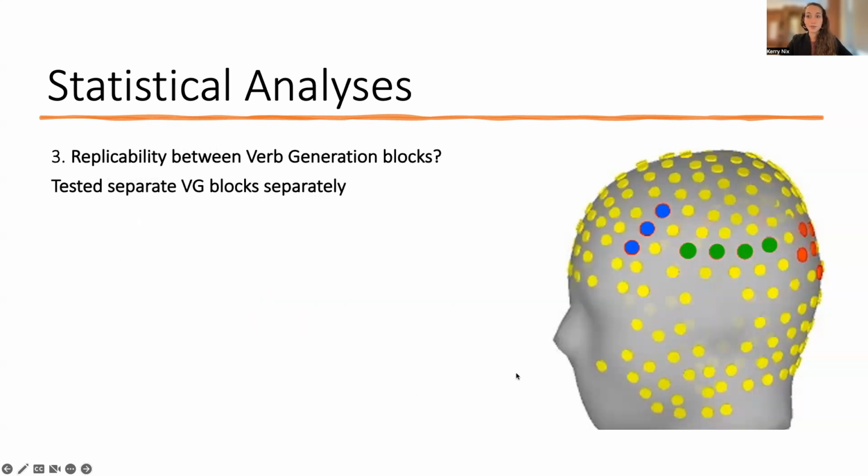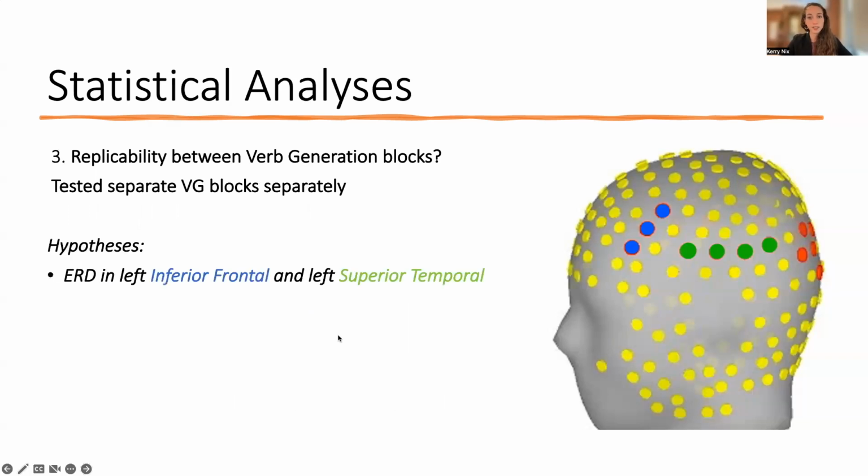Next, we have a few more analyses. We looked at replicability between verb generation blocks. We tested if spectral responses were replicable by testing these 2 verb generation blocks separately and seeing how the results compared with each other. For each of them, we expected the same things as before.